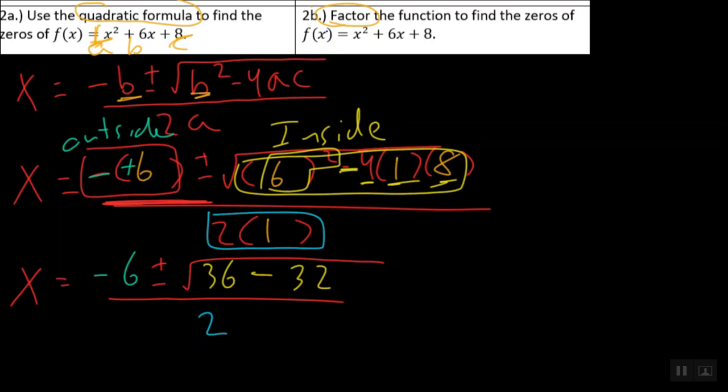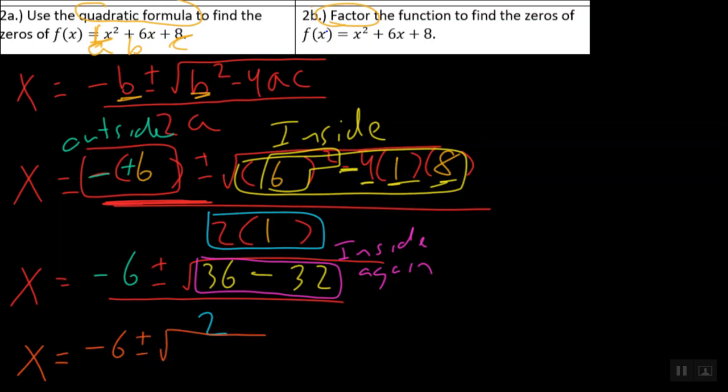Now the next thing we want to highlight is we always want to then simplify the inside again. Let me write that out. Inside again, and this will give us something kind of close to x is equal to negative 6 plus or minus the square root of, and on the inside 36 minus 32, I have that blocked off in purple, is going to give us 4, and then of course that is all over 2.